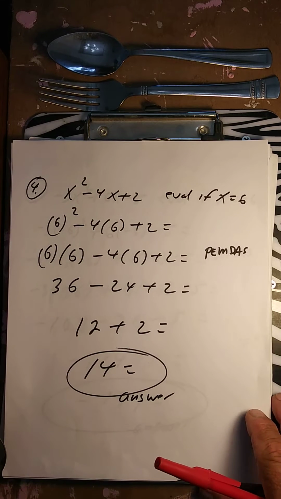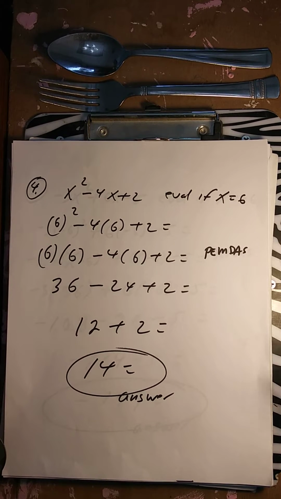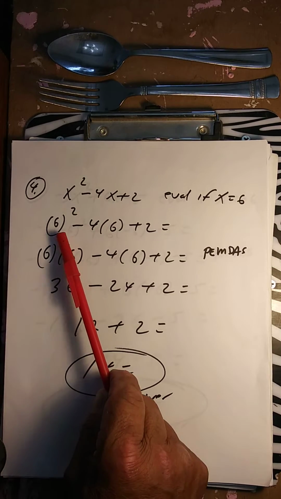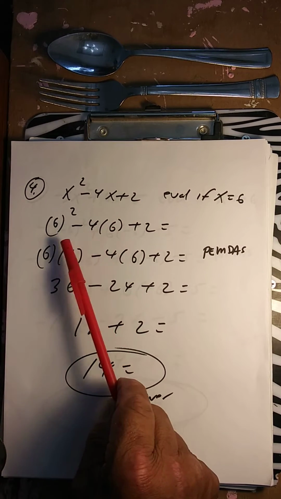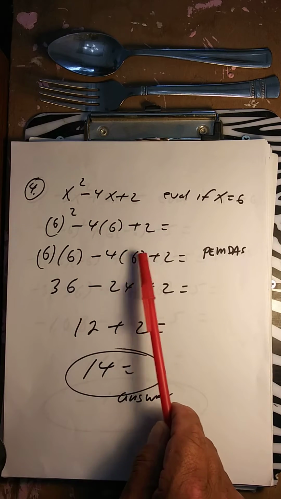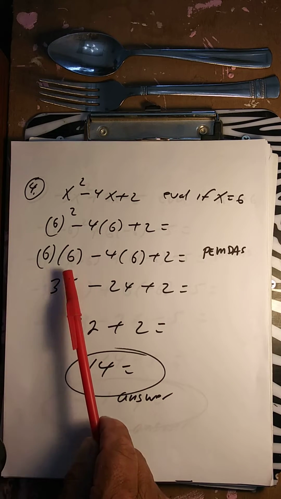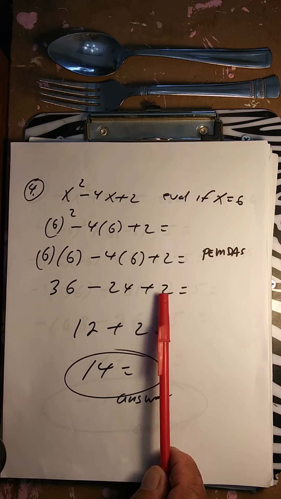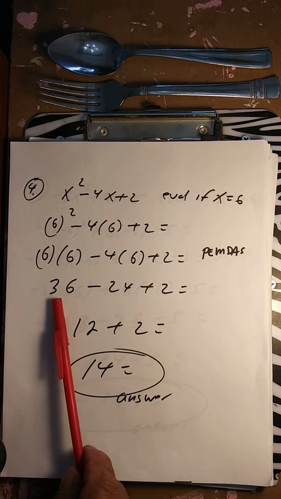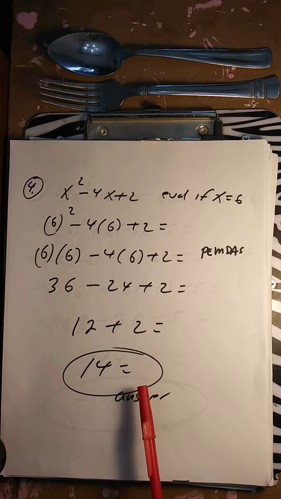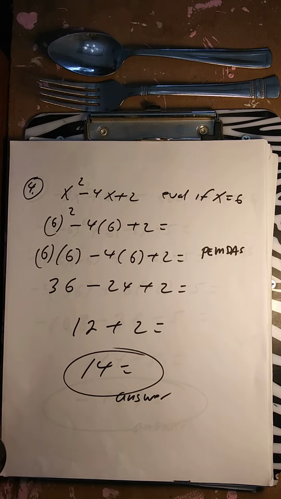All right. Expression, x squared minus 4x plus 2. Evaluate if x equals 6. So we're going to substitute in the 6 for all the x's, with parentheses around it. So 6 squared means 6 times 6. And this one, copy it. So now we have 6 times 6 is 36. A negative times a positive is a negative 24, plus 2. Now I'm going to put these two together first. 36 minus 24 is 12, plus the 2 is 14.